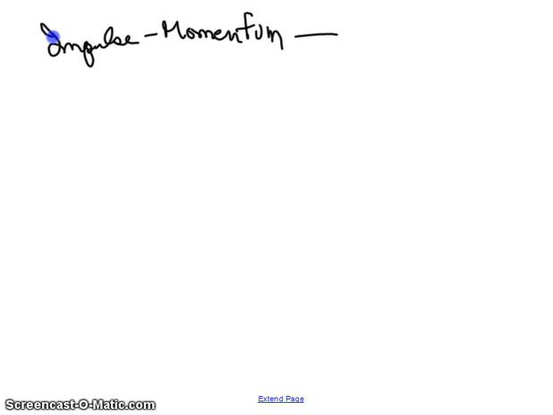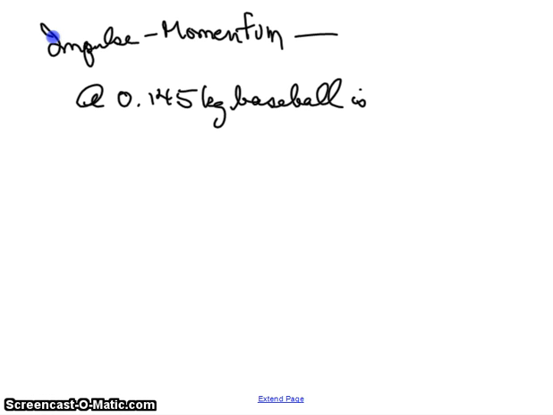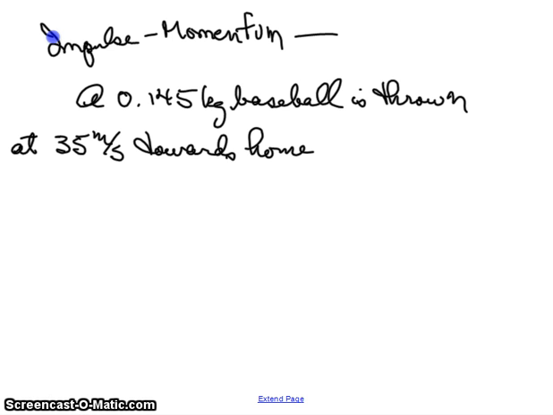Okay, as promised, we want to do an example for impulse momentum calculations. And so we'll just do one example here using the impulse momentum theory. And let's say we have a 0.145 kilogram baseball, which I think is close to the correct mass, is thrown at, let's say, 35 meters per second towards home plate.